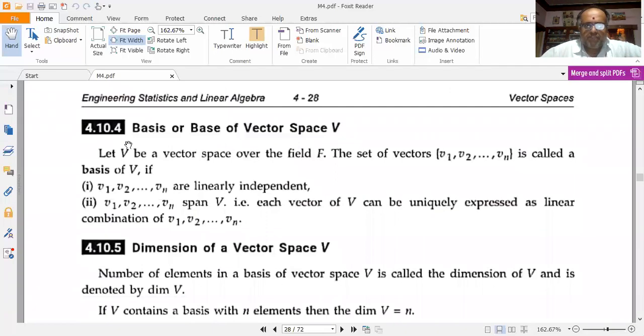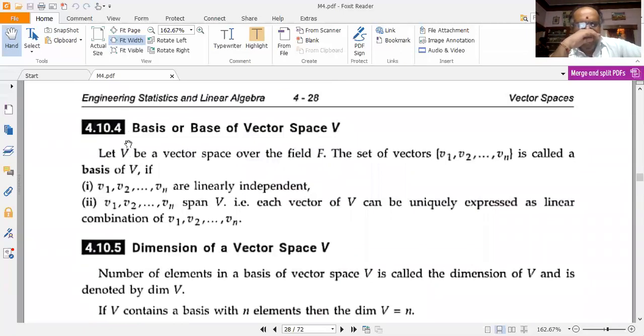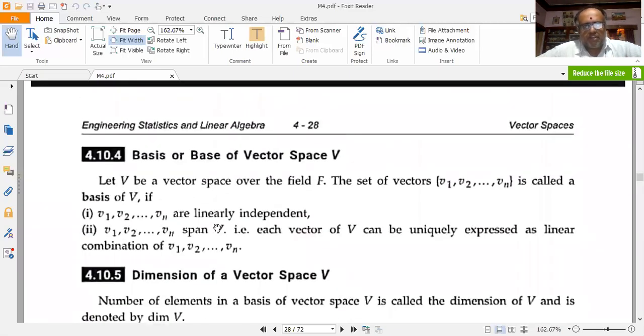Now, bases. A basis of a vector space V is a very, very important concept. So let V be a vector space over the field F. The set of vectors v1, v2, etc. up till vn is called a basis of V if v1, v2, etc. up till vn are linearly independent and v1, v2, etc. up till vn span V. That is, each vector of V can be uniquely expressed as a linear combination of v1, v2, etc. up till vn. So if these two conditions are satisfied, then I call it a basis of vector space V.